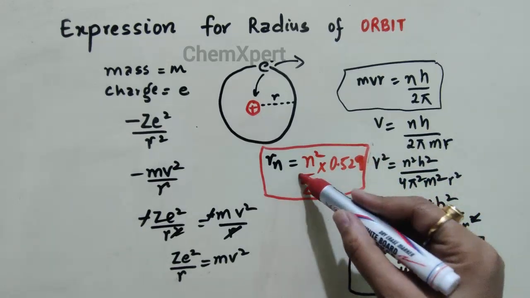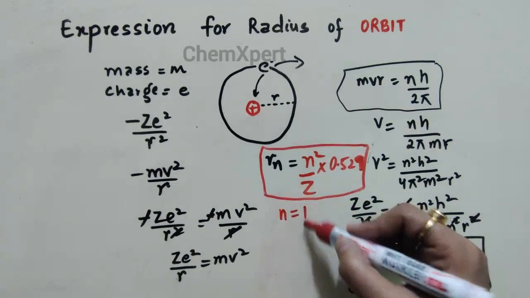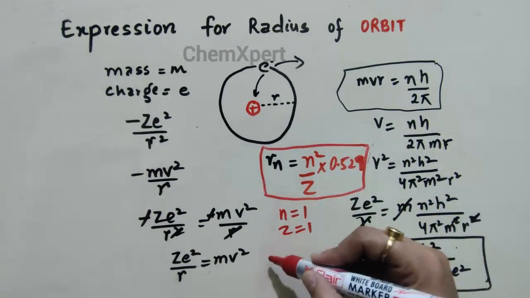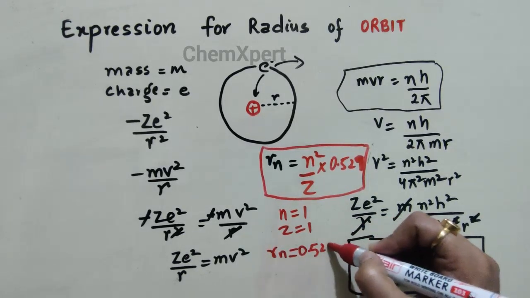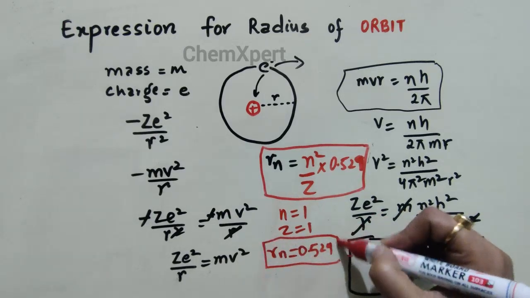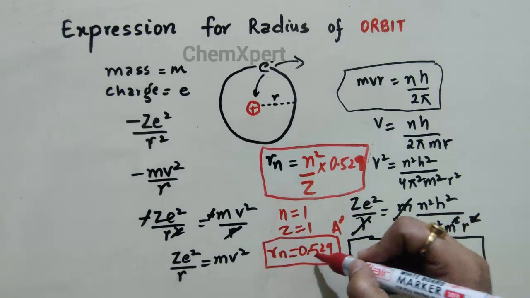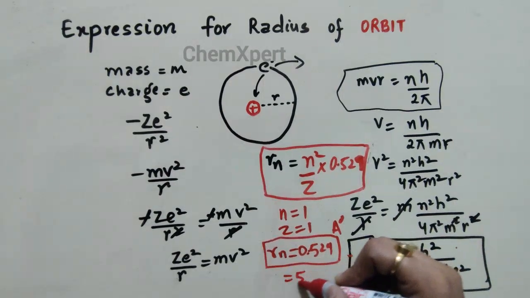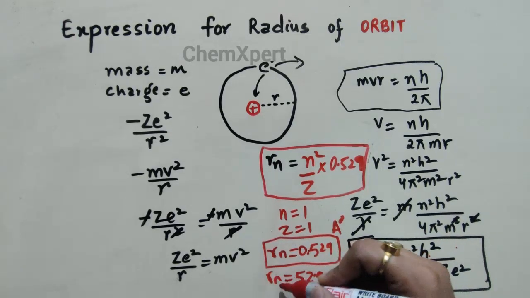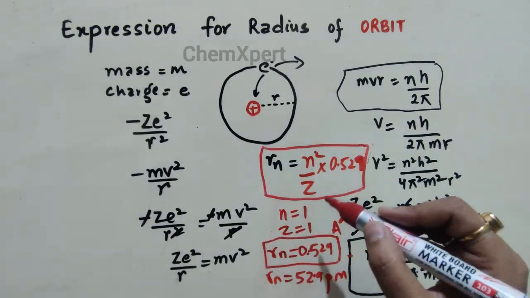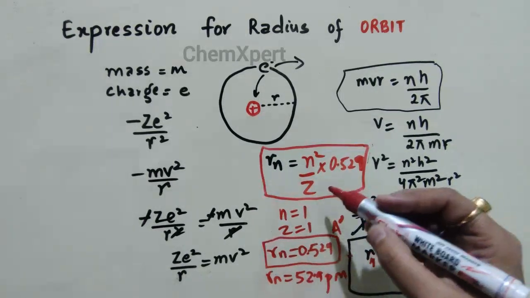Now, if we take it for the hydrogen atom, then the value of n will be 1, and Z is also 1. So the Bohr radius will become 0.529 angstrom. By just shifting the decimal place, we get the value 52.9 picometer. That is the Bohr radius of an atom for n is equal to 1, Z is equal to 1, that is the first orbit of hydrogen.